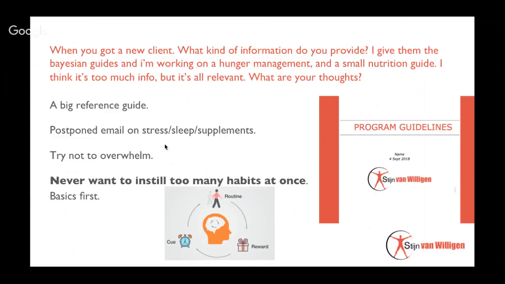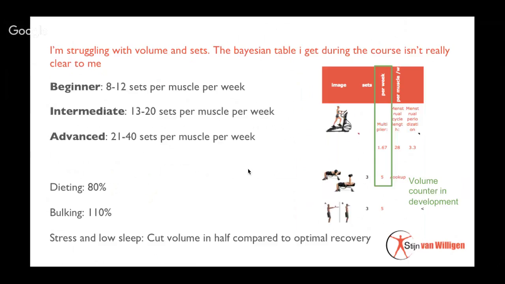So I hope that helps. Next one, I'm struggling with volume and sets. The Bayesian table I get during the course, again, about the PT course that we were earlier referring to, isn't really clear to me. That's the question. I'm sorry.